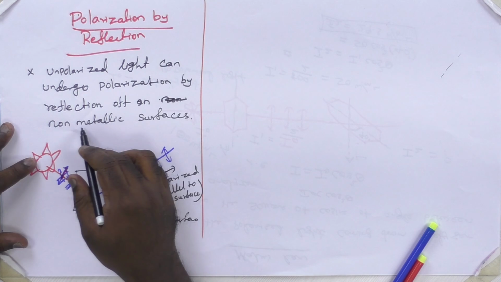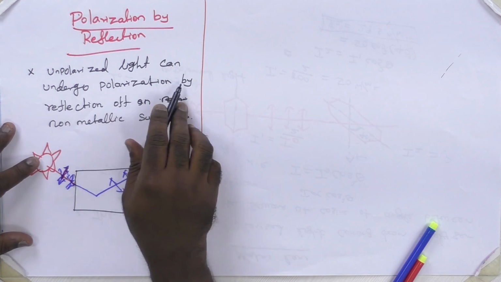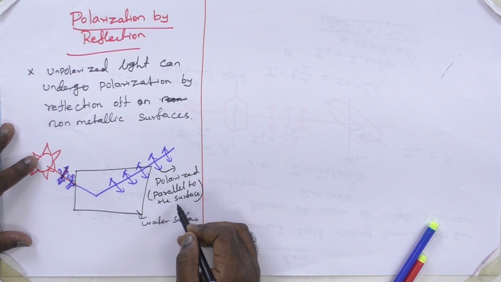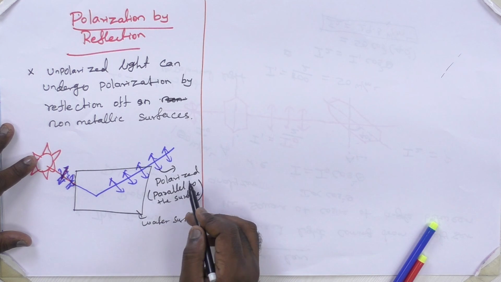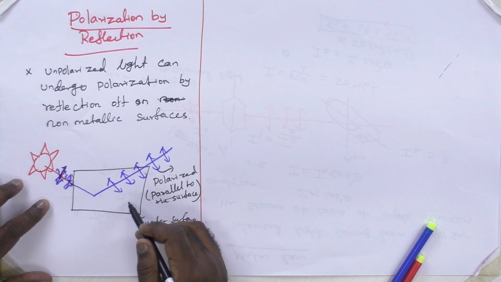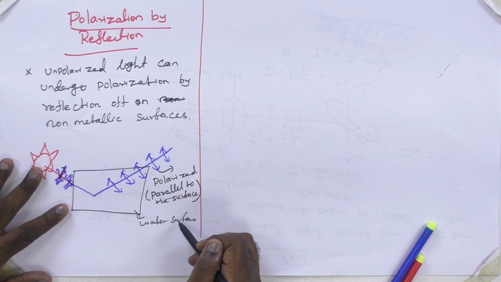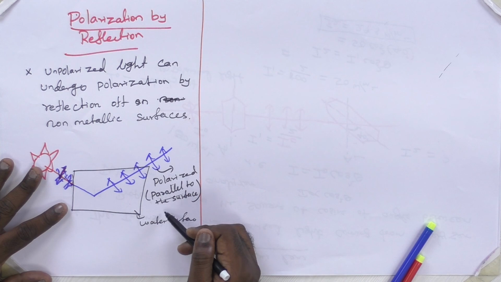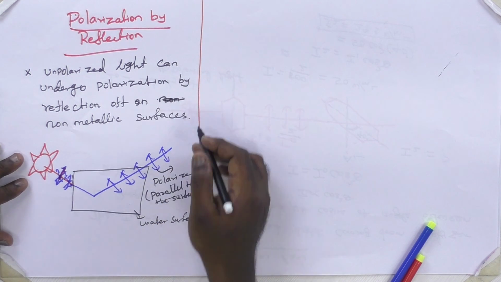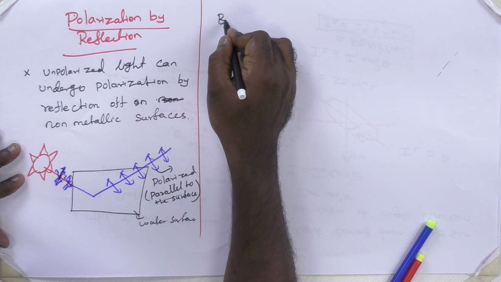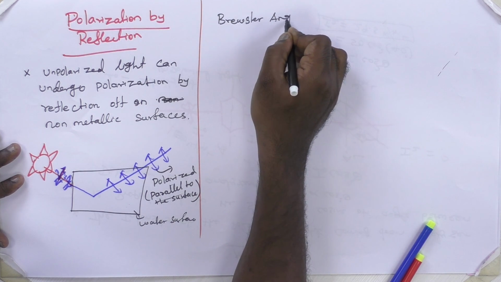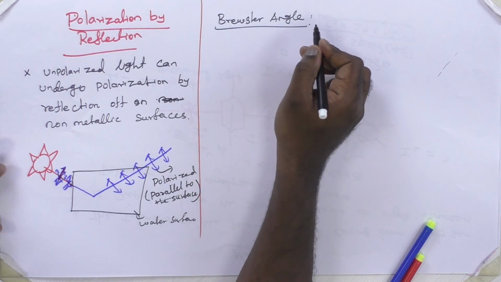So it is a non-metallic surface, right? Unpolarized light can undergo polarization by reflection from a non-metallic surface. It creates polarized light that is parallel to the surface of the material. Whether it is a water surface or a snow field, whatever it may be, the light gets polarized. It depends upon the angle, and that angle is called the Brewster angle.